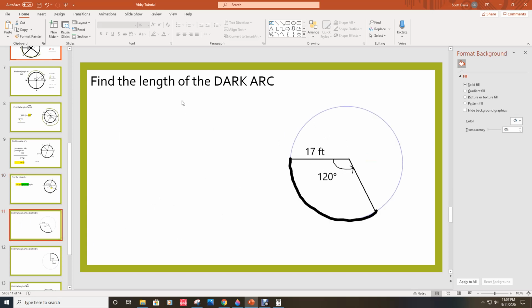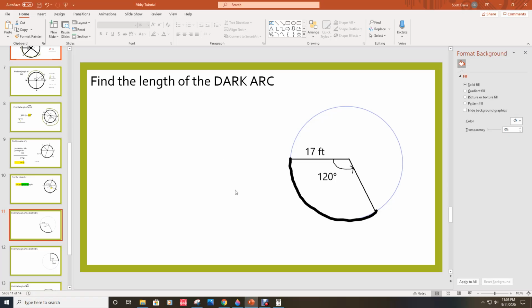Next, find the length of the dark arc. Find the length of the dark arc. Now, let me see what time limit I'm at here because I might need to stop. Yes, I'm going to go ahead and stop because this is where things get crazy business, okay? And it's not that crazy, but it's a totally different subject that you're moving on to.